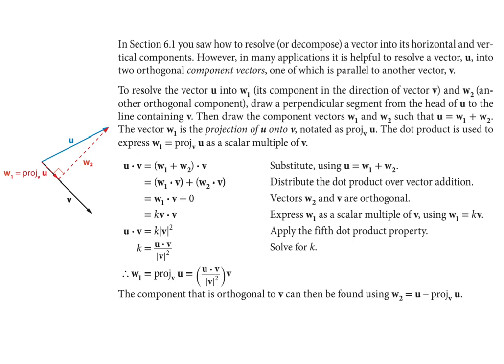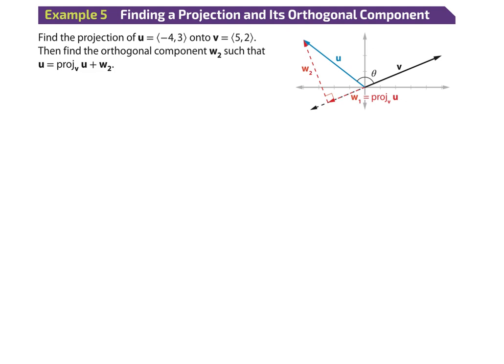This is example 5. Find the projection of U onto V. It is important that you know which one's going where. U onto V. Then find the orthogonal component W such that U equals the projection of U plus W2. So what they're asking us here is find this piece. So the first thing we're going to do is find the projection. We're just going to do the projection.